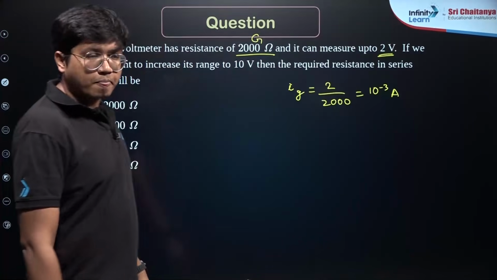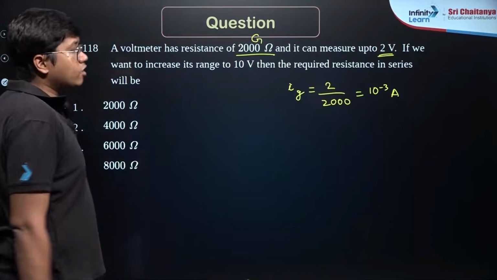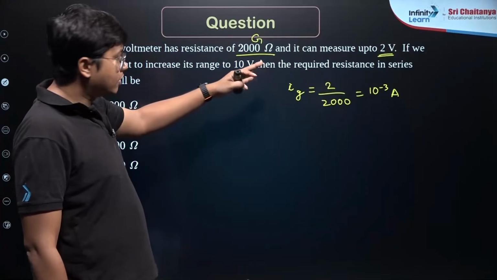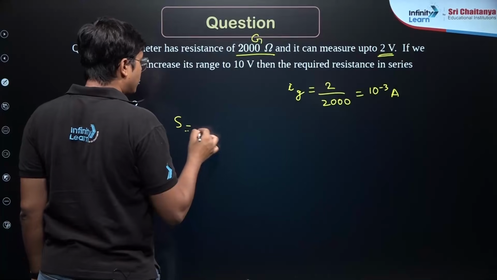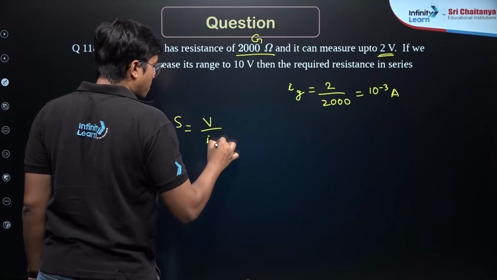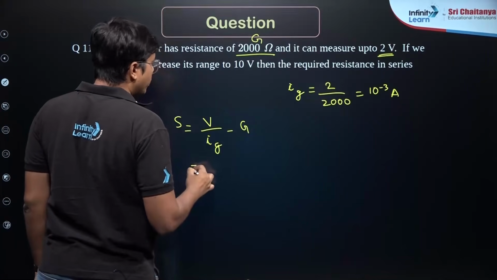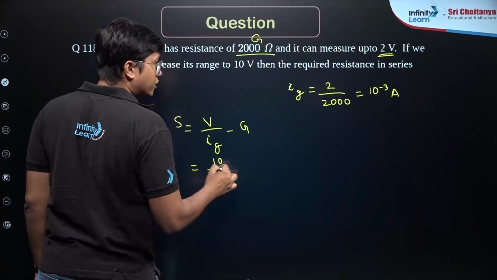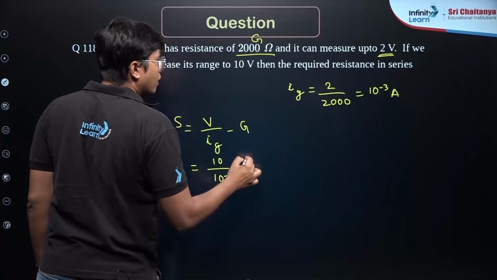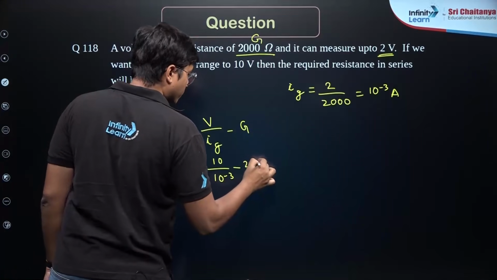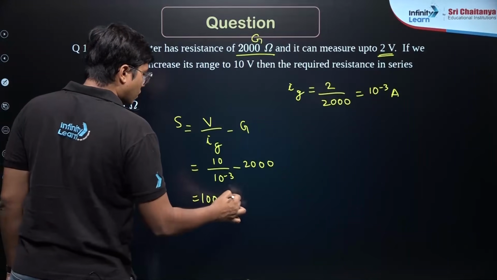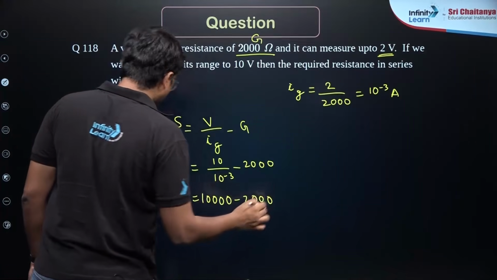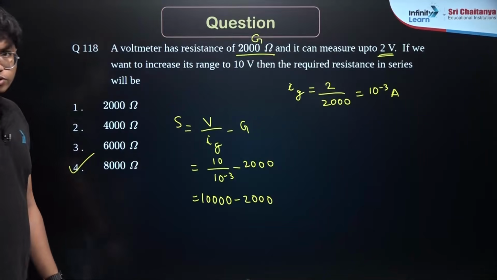That's it. Now we know the current capacity of the galvanometer, we know its resistance, and we want to convert it to a voltmeter of 10 volts. So I know the series resistance formula is V by Ig minus G. V is given 10 volts, Ig is 10 to the power minus 3, G is 2000. That's basically 10,000 minus 2000, you get the answer as 8,000, option 4.